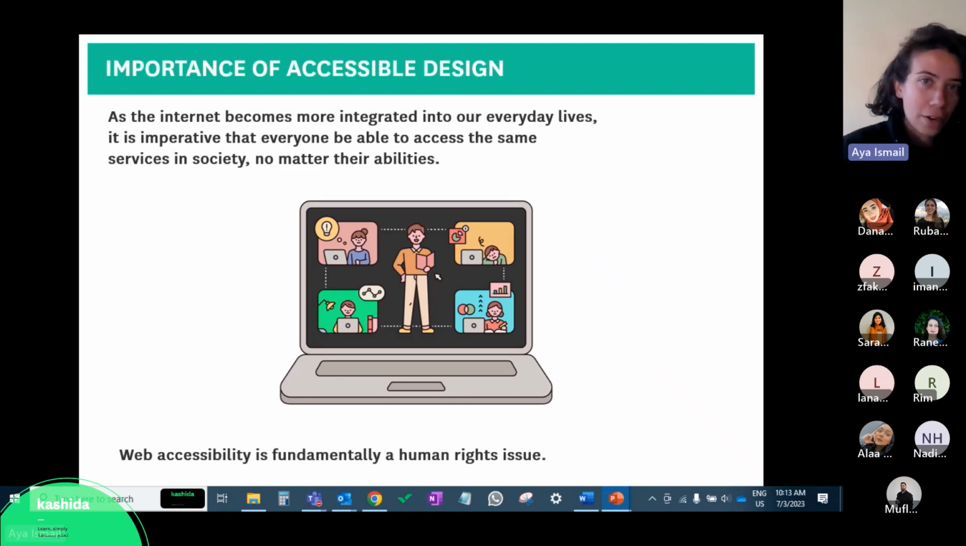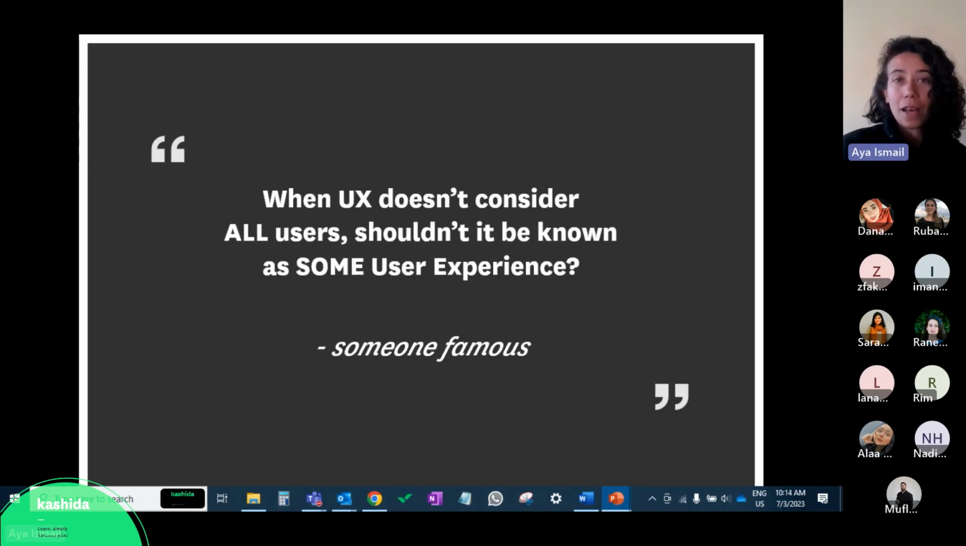I don't think there's maybe an hour that passes by in our day where we are not online in one way or another. And so it has become like a human right for people to be able to access things online, no matter what their particular needs are. So as Kashida, we really highly believe in it.